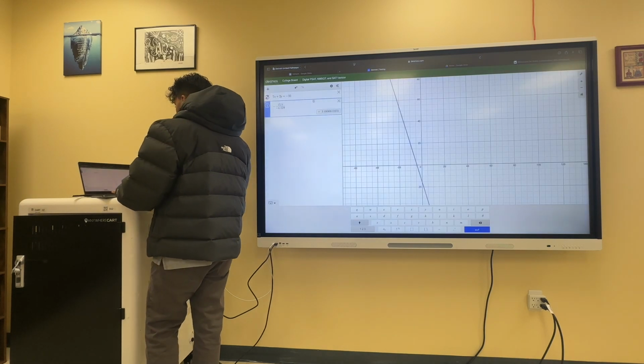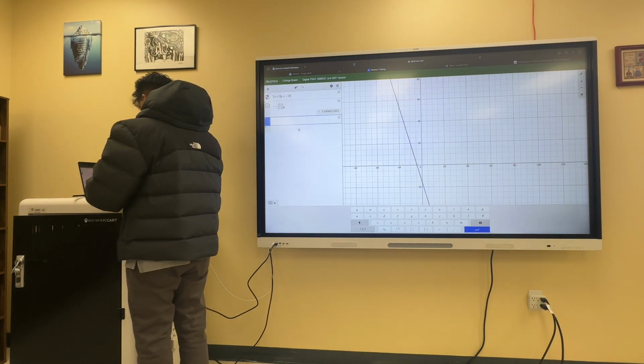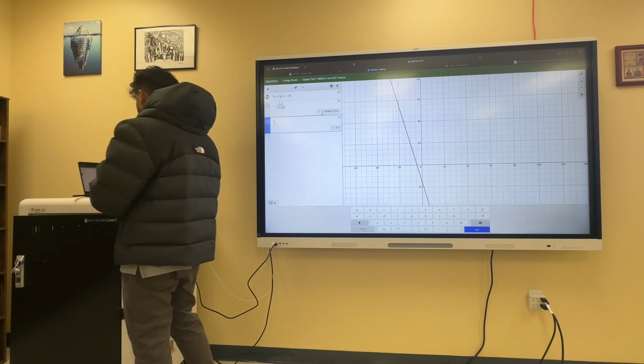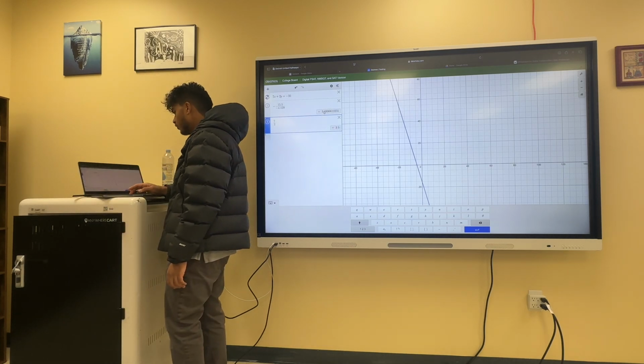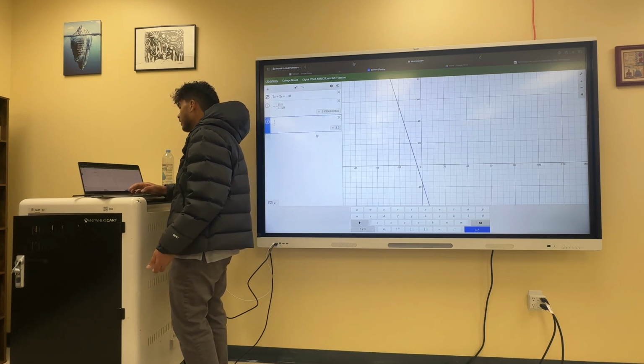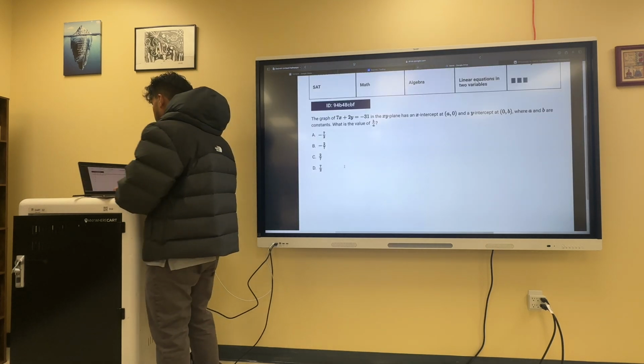Our only answer that can be possible is 7 over 2. If I put in 7 over 2, that gives me something really close to 3.499. 3.499 is basically 3.5 if you're rounding. So that's why 7 over 2 is the right answer, because it's just 3.5. Okay.